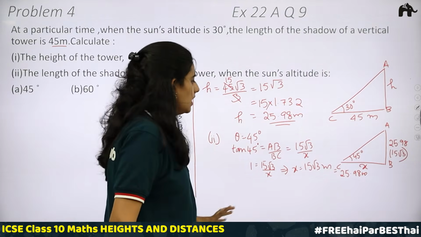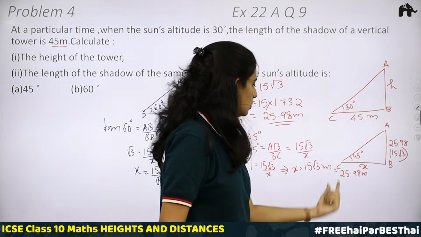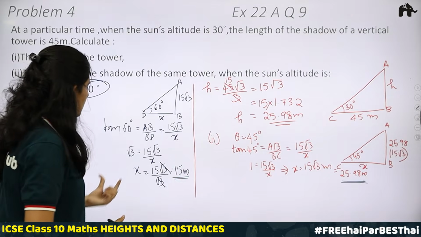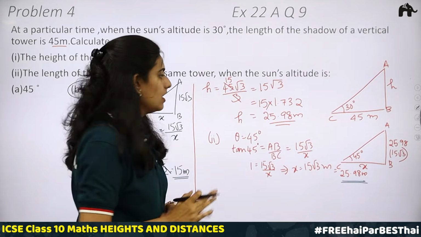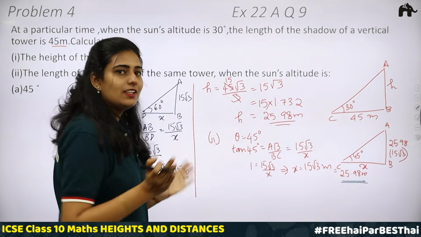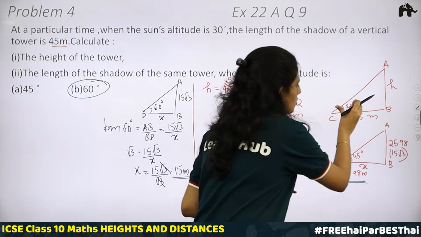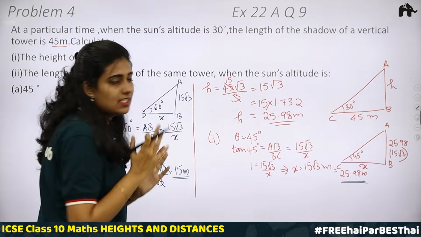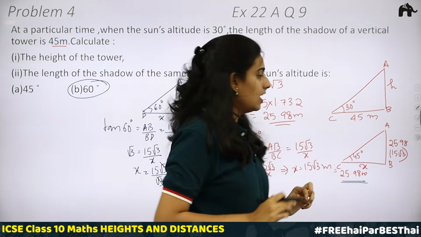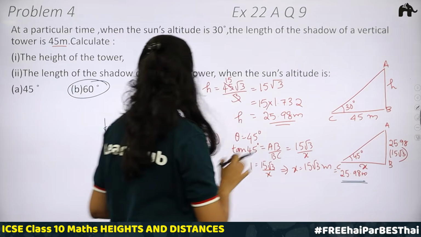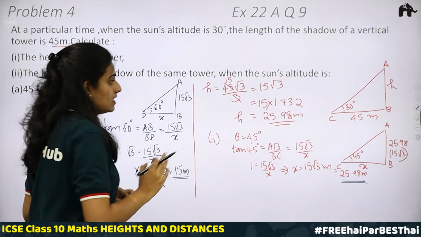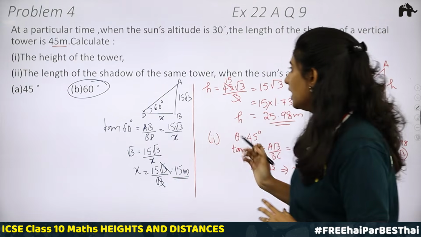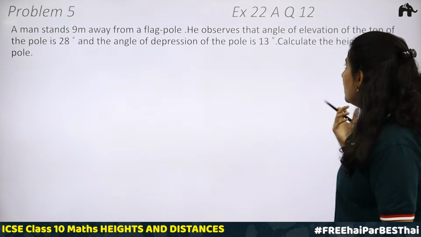When the angle is 45 degree, we get the length of the shadow equal to 25.98 meters, and when the angle is 60 degree, we get the length of shadow equal to 15 meters. So what is happening? Is the length of the shadow increasing or decreasing with angle? First, the angle was 30 degree, then 45 degree, then 60 degree. That is, the angle is increasing. Here the length of shadow was 45 meters, then it reduced to 25.98 meters, and when it becomes 60 degree, it reduced to 15 meters. That is, when the angle of elevation is increasing, the length of shadow is decreasing. Okay, clear?